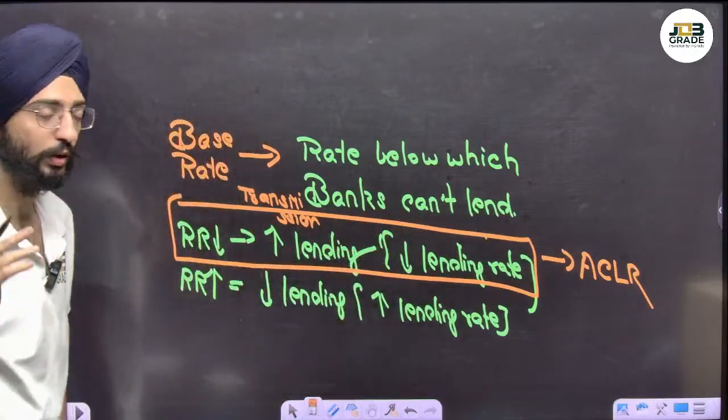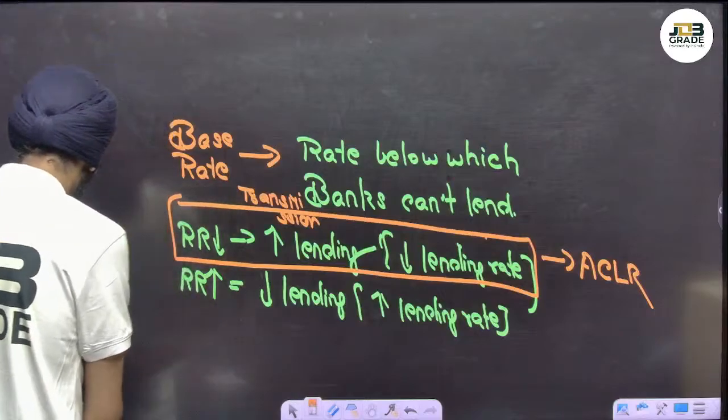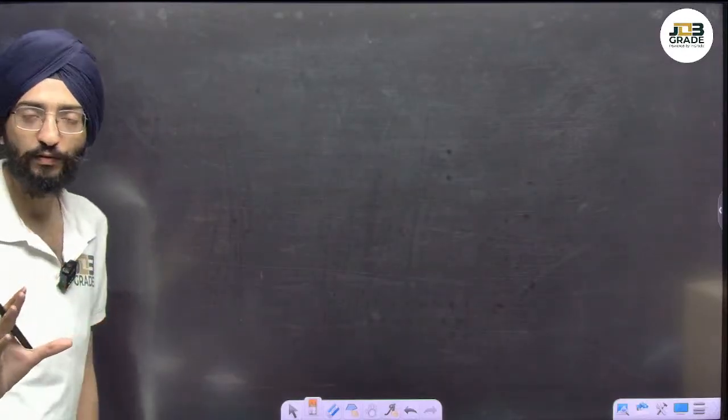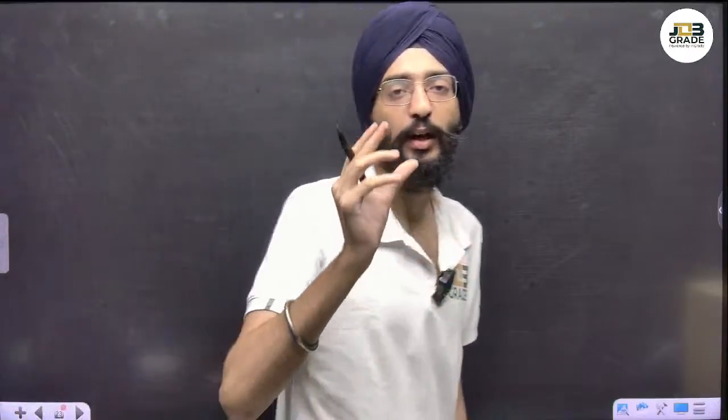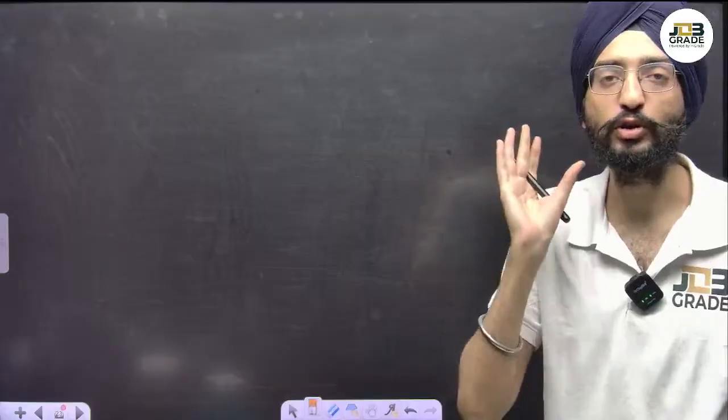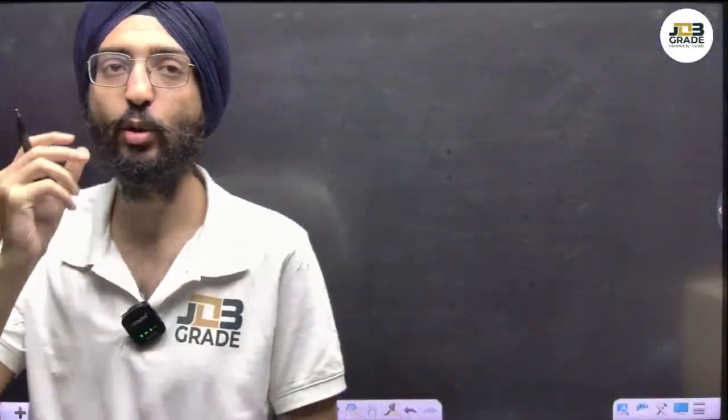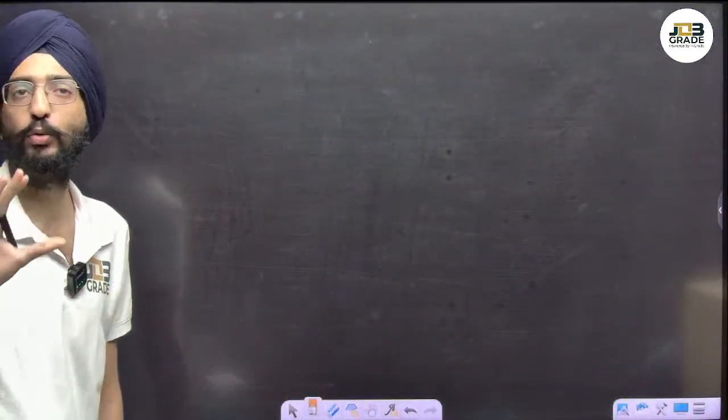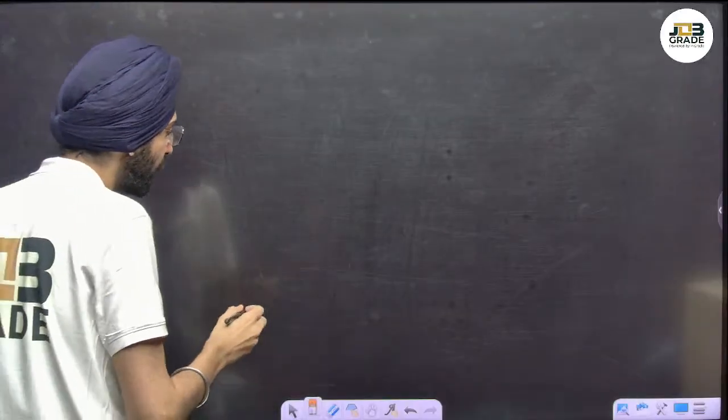What's the issue? Let me briefly explain. That's the concept we are going to study. That's called MCLR and ACLR: marginal cost of lending rate and average cost of lending. Just understand this whole diagram. You'll get to know what it is. Okay.